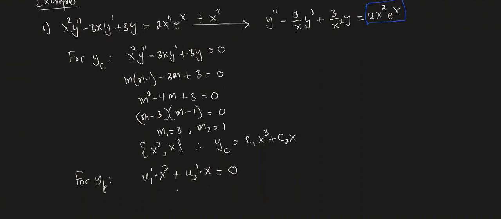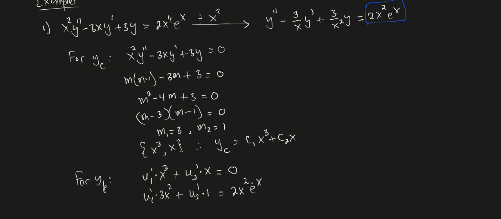The second equation is u1 prime times the derivative of y1, so 3x squared, plus u2 prime times the derivative of y2, which in this case is 1, and then that's equal to the f of x once the equation is written in that form where the leading coefficient is 1. So what I have here in blue, that's the f of x. So it's 2x squared e to the x.